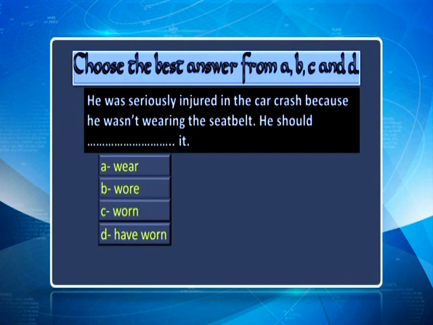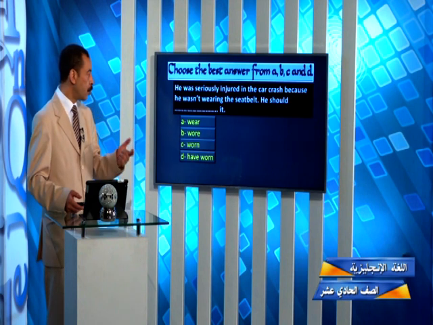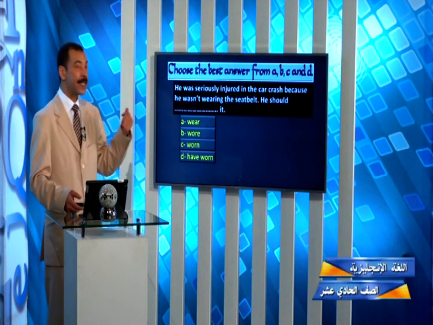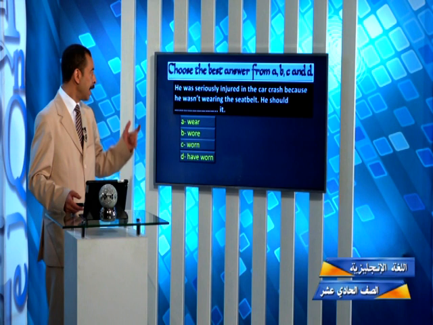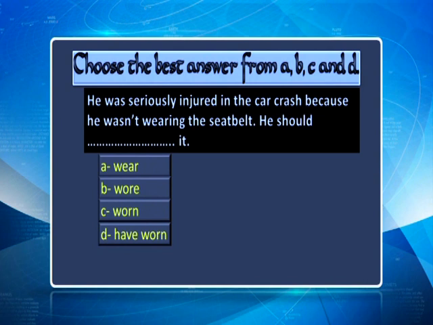Our next question, he was seriously injured in the car crash because he wasn't wearing the seat belt. He should blank it. And you have choices between wear, wore, worn, or have worn. But you need to complete the sentence to see which one is the best. Do we say he should wear, or he should wore, or he should worn, or he should have worn? The first sentence explains the situation. He was seriously injured in the car crash because he wasn't wearing the seatbelt. That's something which happened in the past. And now we are just imagining the situation and giving him advice which is too late.